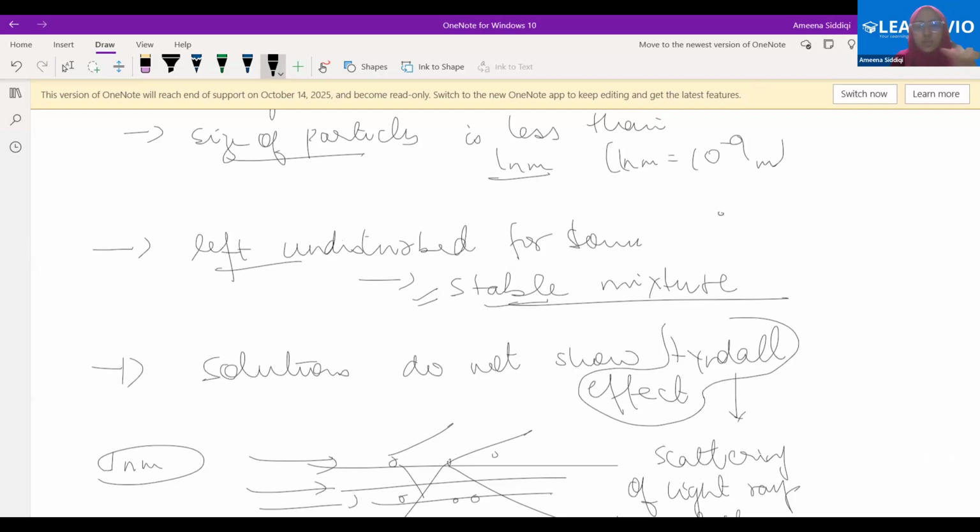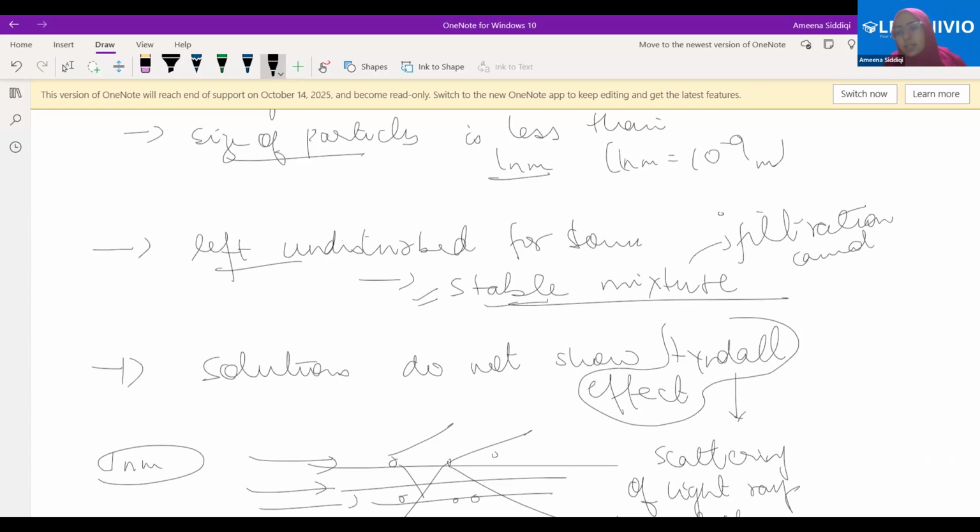Let's say we have mixed sugar and water very properly. Now, can I separate them by filtering it? Yes or no? No, ma'am. Good. So whenever the mixture is stable, filtration cannot be used.